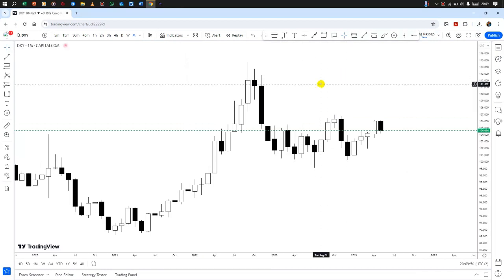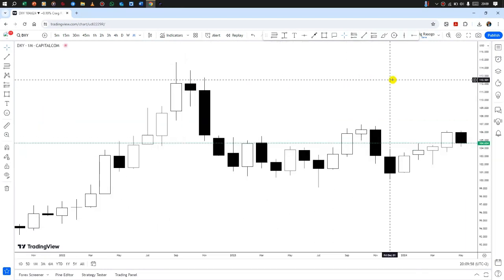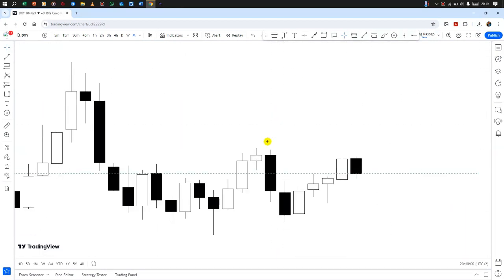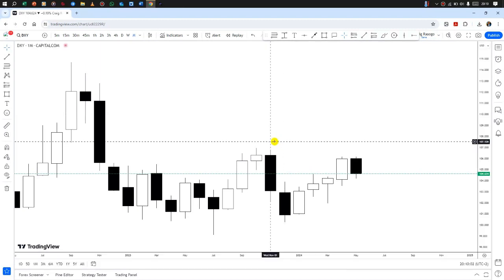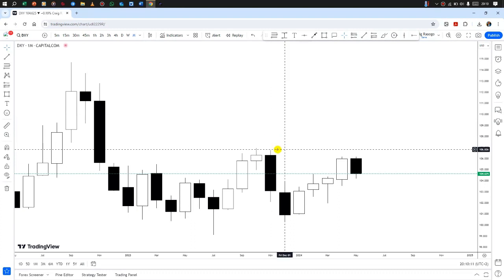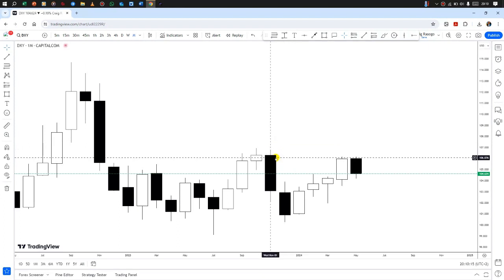Okay, so as usual, I always start on the monthly time frame to perform top-down analysis, whereby I have to determine the overall trend. You firstly have to determine the overall trend so that you can know whether you fall on the buyer side or on the seller side. So currently I'm on the monthly time frame on the dollar index.